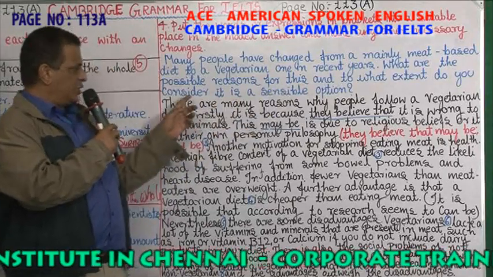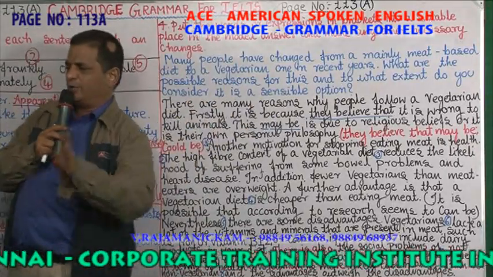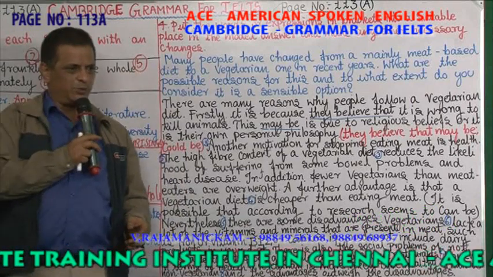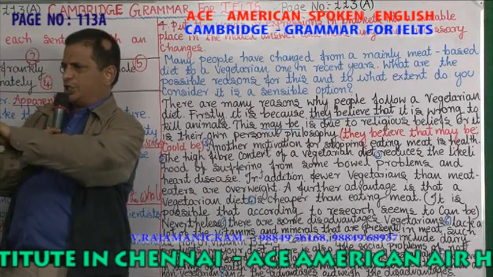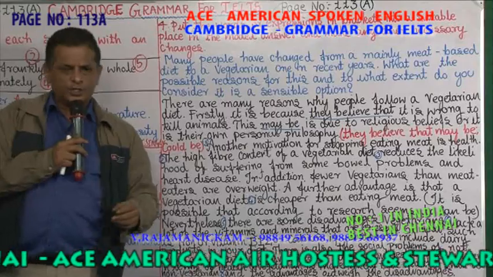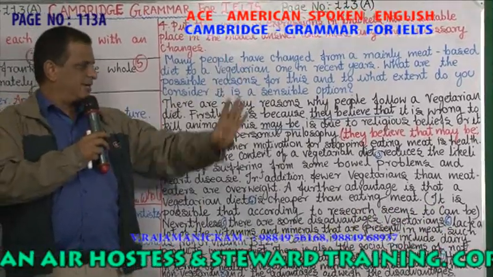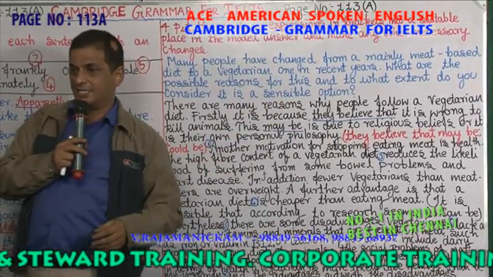And to what extent do you consider it is a sensible option? So in what way do you think it is sensible? Sensible means something good, right? Able to understand what it is. So some people change from eating non-vegetarian to vegetarian, meat eating to vegetable eating. So to what extent do you agree? Do you consider it as a sensible option? Option means what? Selecting this or that.